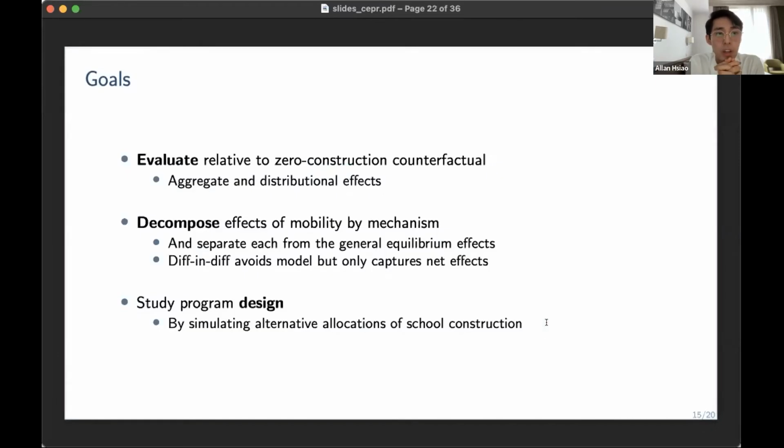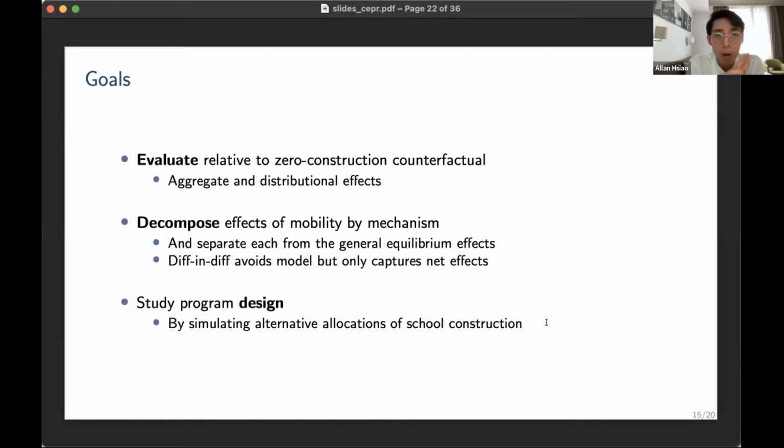So what's the goal here with these counterfactuals? First, I want to evaluate outcomes relative to a counterfactual where I take out all of the schools. This is going to give me the effect of the schools. I can think of both aggregate and distributional effects. Importantly, the model is going to allow me to decompose these effects of mobility, for example, by mechanism. It's going to allow me also to separate these mechanisms from the general equilibrium effects that are going to be at play here, that Michael at the very beginning pointed out are important in going from the micro to the macro.